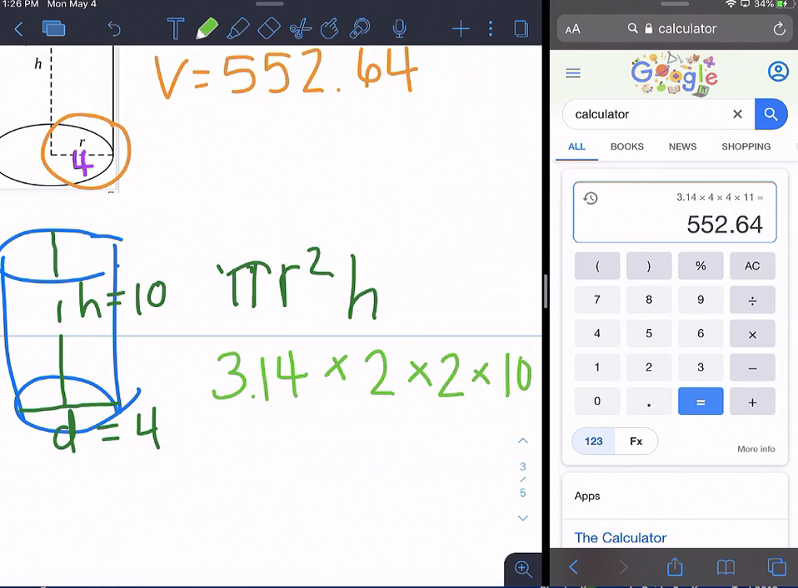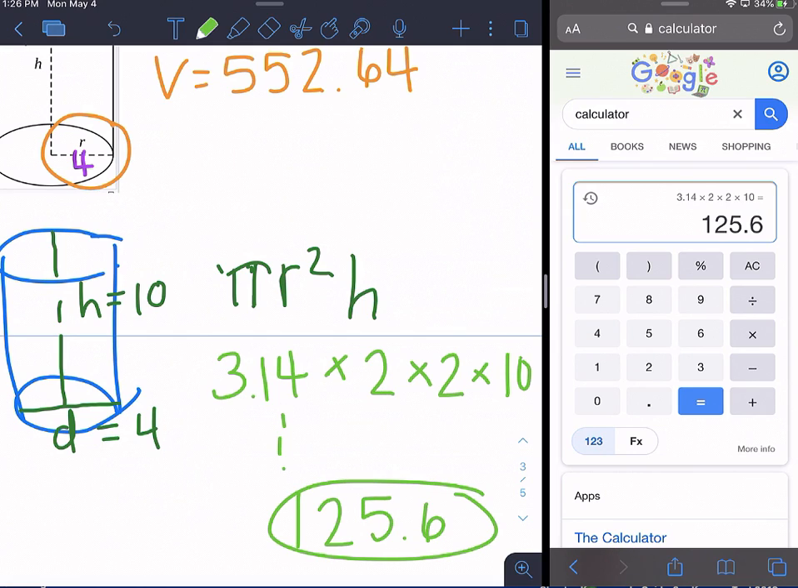Then we just type it into our calculator again. 3.14 times 2 times 2 times 10. And we would get 125.6 as our volume.